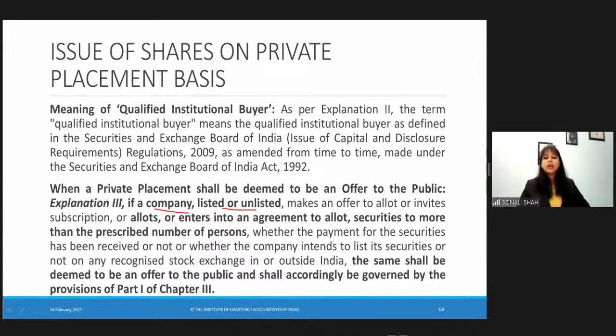So if a company exceeds this limit of 200, it will be deemed to be a public offer and not a private placement. Surya, you are right. In case of debentures, every year the company can go with 200 people for debentures.